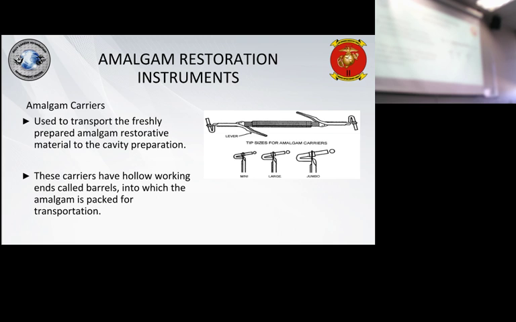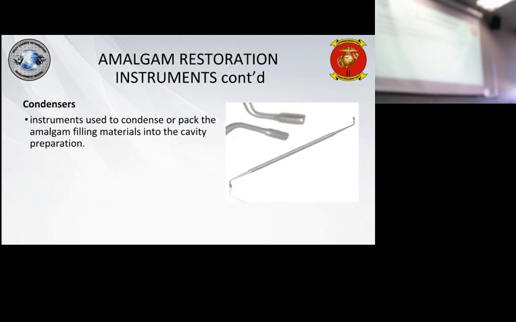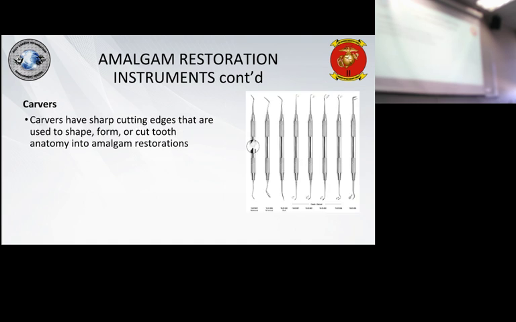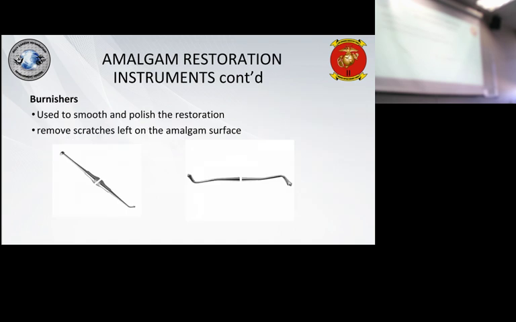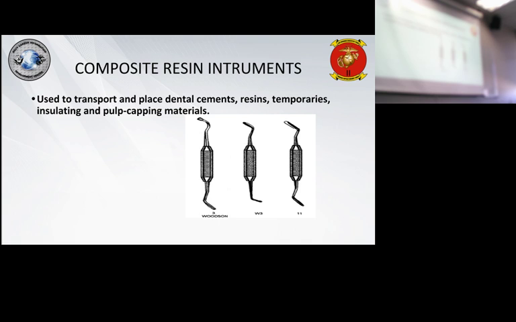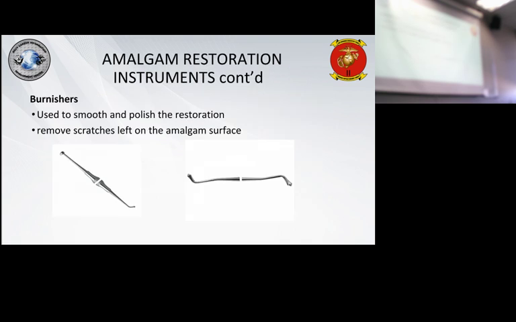Alright, this is the amalgam carrier. This is what they're going to use to dip and then put it on your tooth. Condensers are used to condense and pack the amalgam. Alright, make sure that it's hardened and will last. You have carvers. These have sharp cutting edges and do exactly like that. They carve out that amalgam to make sure that it looks like a natural tooth. Burnishers, they smooth, okay, kind of like a little finisher.